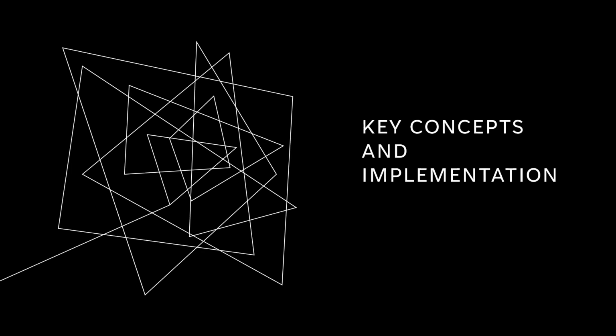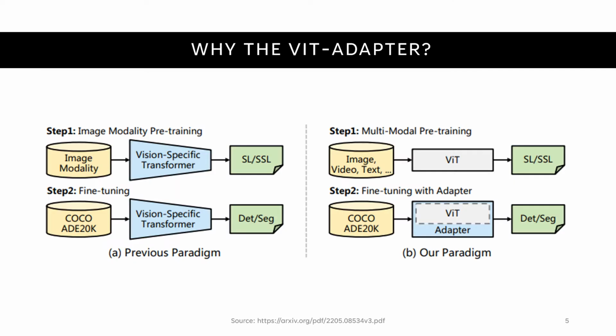Before getting into the code, I would like to recap the key concepts of the adapter modules that work together with the plain vision transformer in creating a state-of-the-art semantic segmentation model. The goal of the Vision Transformer Adapter is to utilize the multimodal pre-training ability of the plain ViT without modifying its architecture the way a vision-specific transformer does.